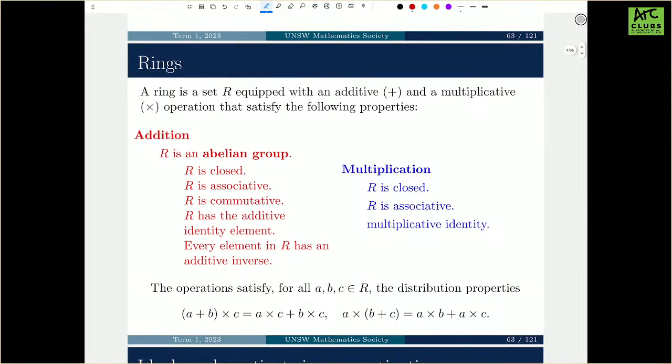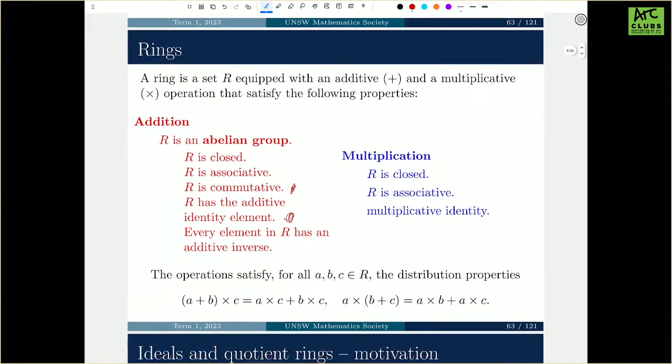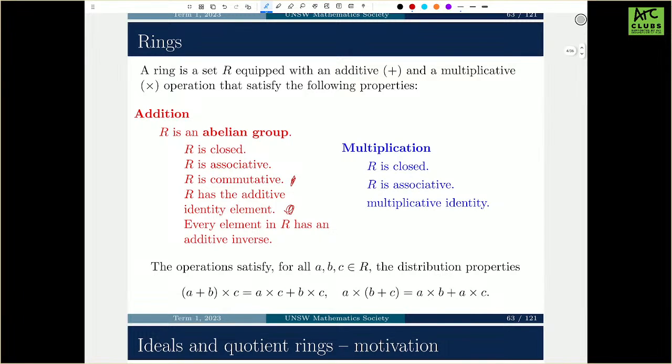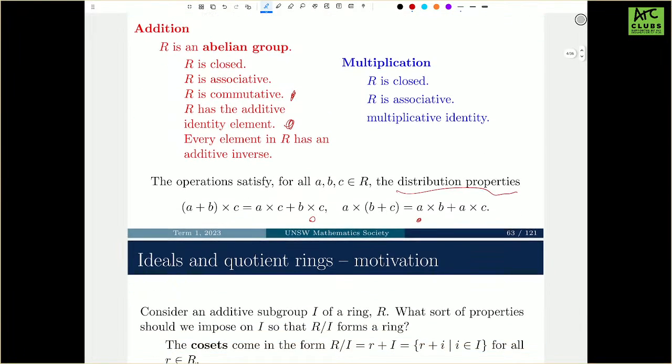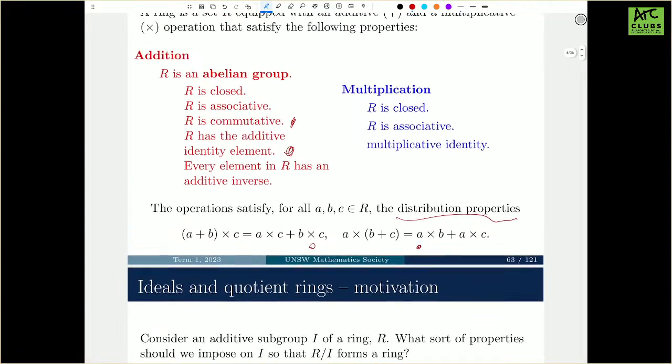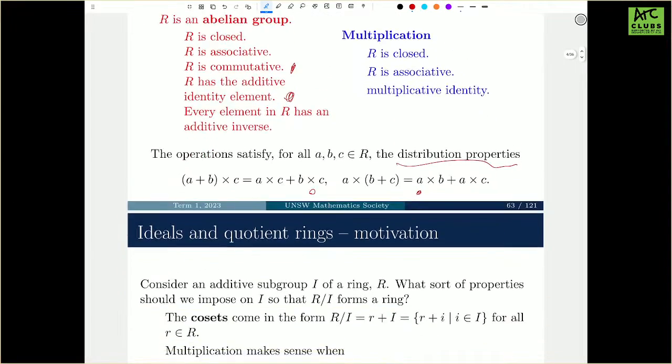Note that for multiplication you don't need an inverse, and multiplication doesn't need to be commutative. Okay, in addition to these two things, we need the distributive property of multiplication over addition. So these two things. You don't get one from the other because multiplication is not necessarily associative.